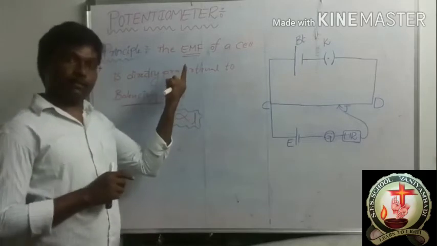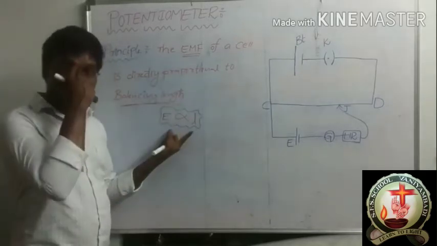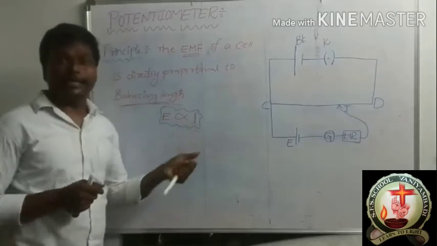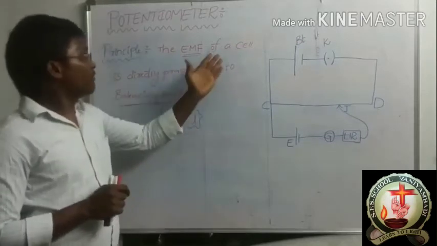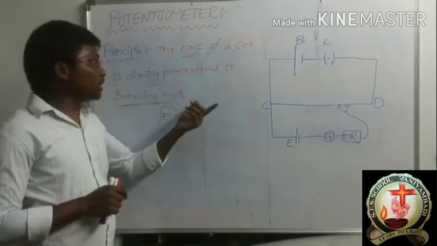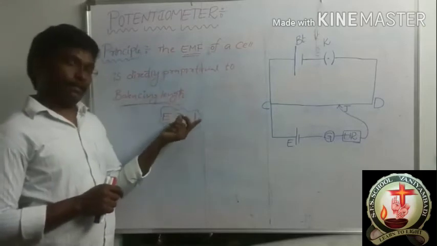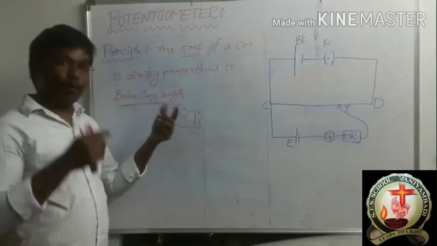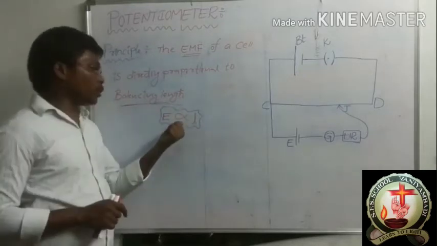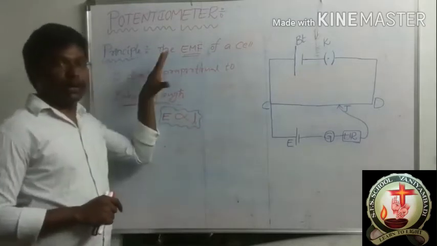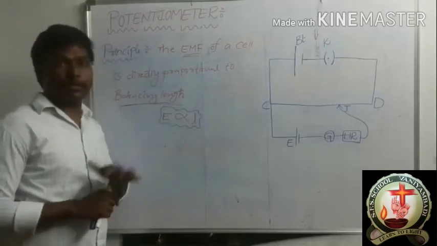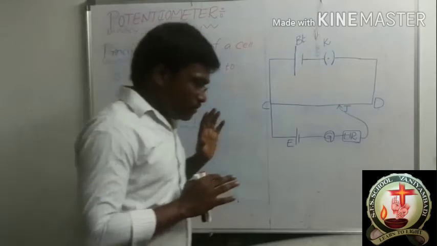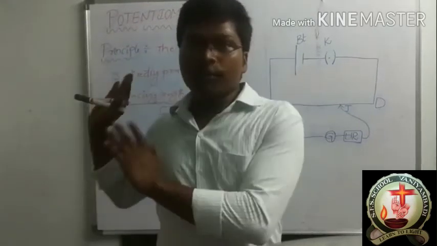Based on this statement, I wrote the expression. E is directly proportional to L. The EMF of a cell is directly proportional to balancing length. EMF means E, balancing length means L, and both are directly proportional. So this is the statement, the principle, and this is the expression.